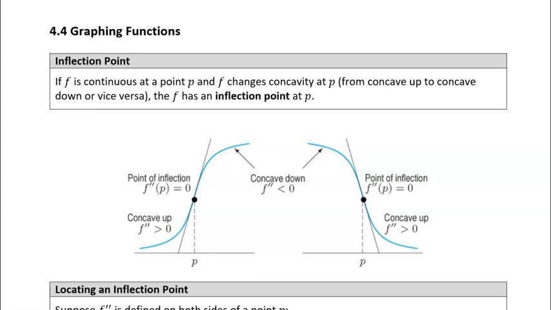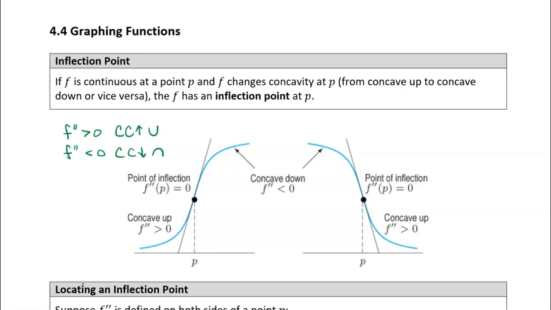So you remember that the second derivative tells us about concavity, right? If the second derivative is greater than 0, it's concave up, right? And concave up just looks like a U. And if the second derivative is negative, less than 0, it's concave down, and the function has an upside down U shape.